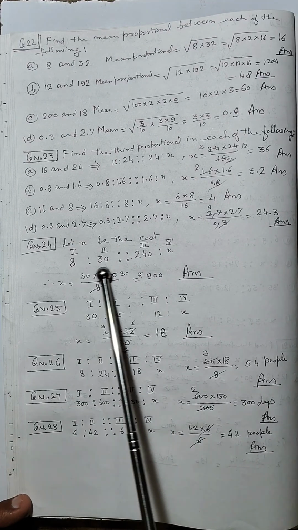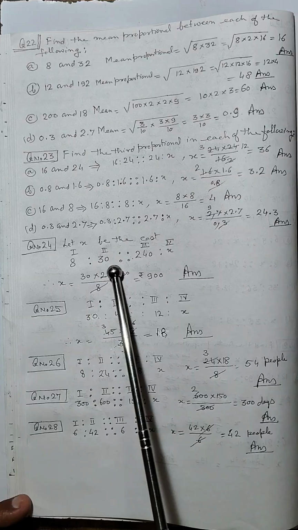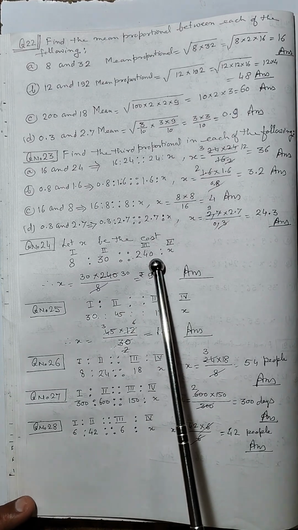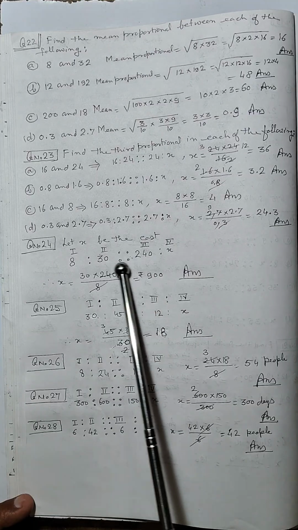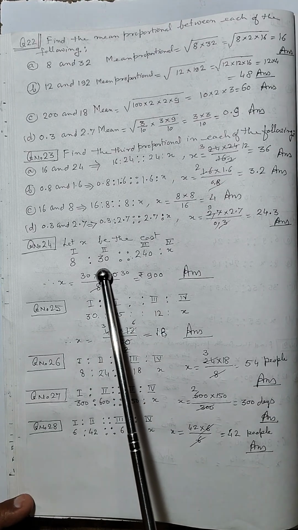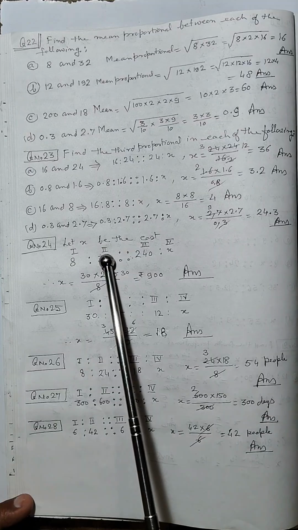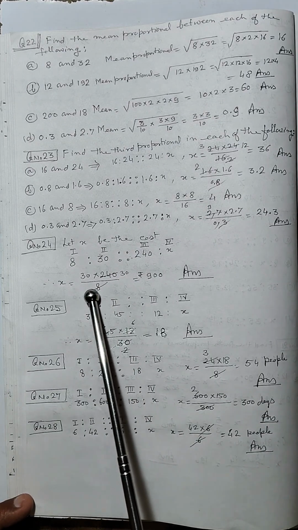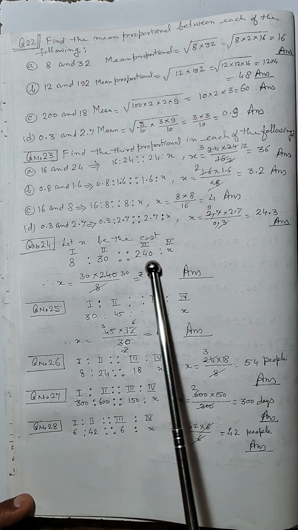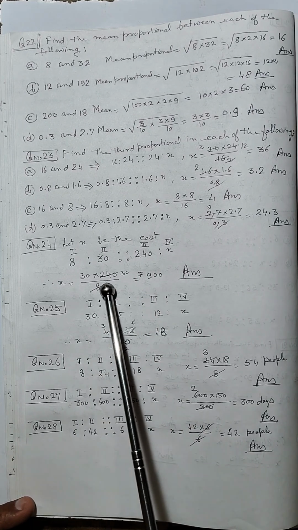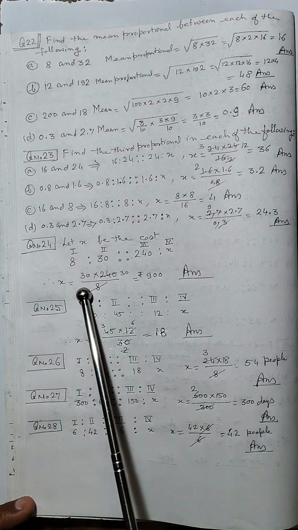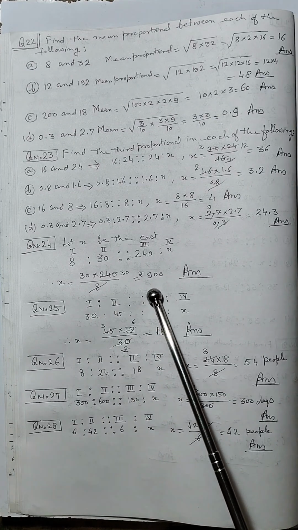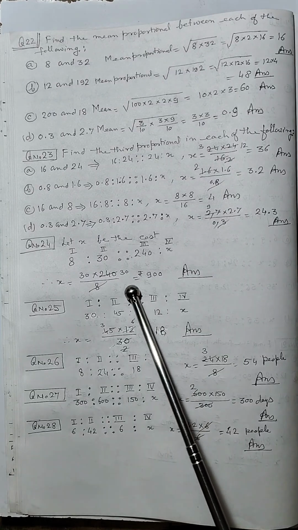Because 8 meters cost 240, so what will be the cost of 30 meters? So from this statement only we can get the more. More means we have to choose the greater one. So greater one is 30. 30 will be written on the second term and first term will be 8. Now solve it. The product of the extreme terms and product of the middle terms will be equal. So x will be equal to 30 into 240 divided by 8. It will be equal to rupees 900. This will be the exact answer of this.